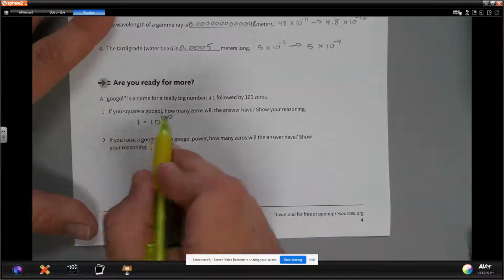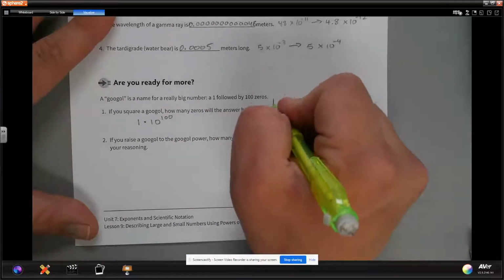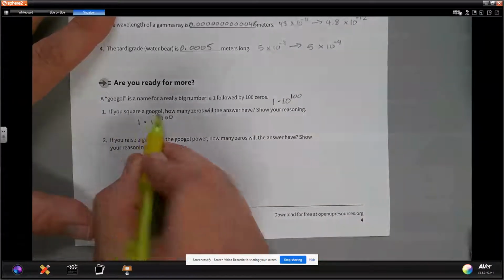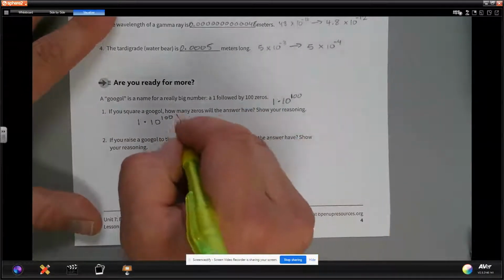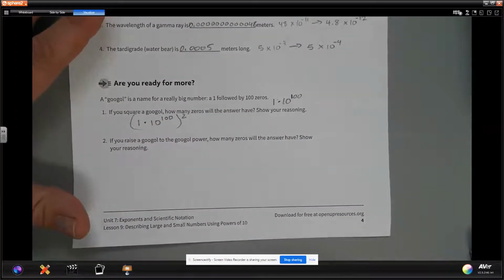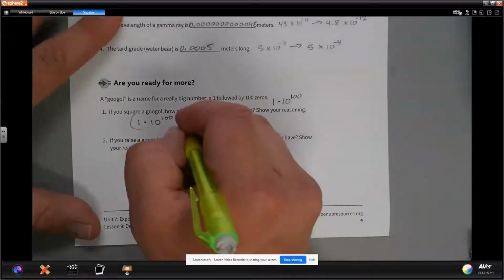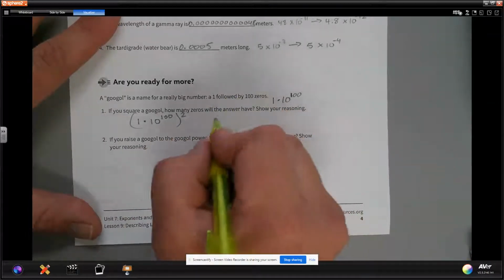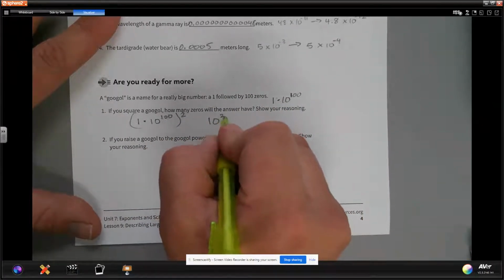If we're writing this, then we would say that's 1 followed by 100 place values. If you square a Google, sorry, I should have probably put this up here. That's a 1 followed by 100 zeros. If you square a Google, how many zeros will that answer have? Well, if you square that value, meaning that you multiply 10 to the 100th times 10 to the 100th, we would say 100 times 2, because of that power of a power situation, that would be 10 to the 200th power. That's a lot of zeros.